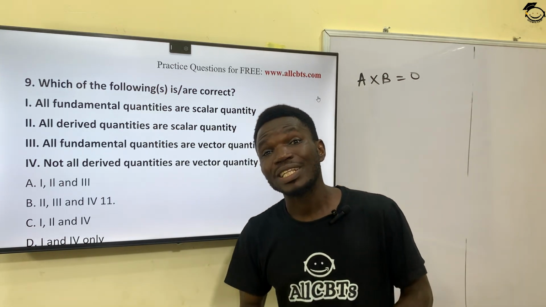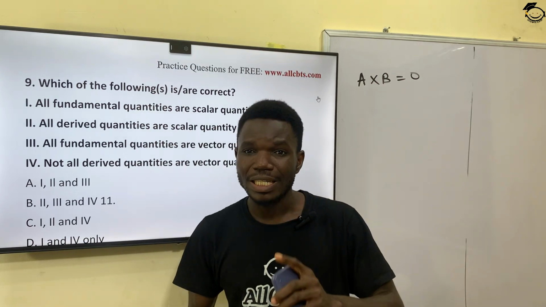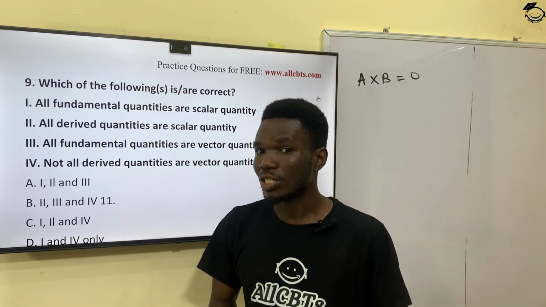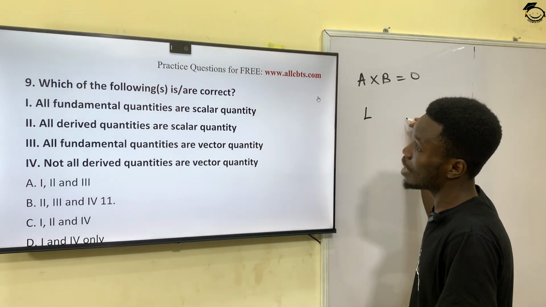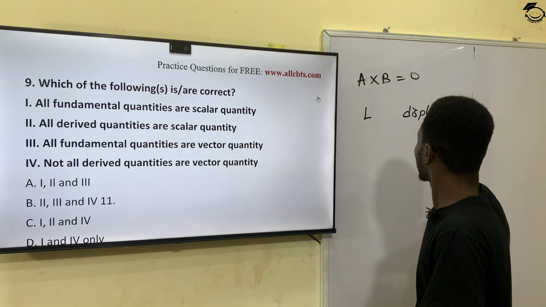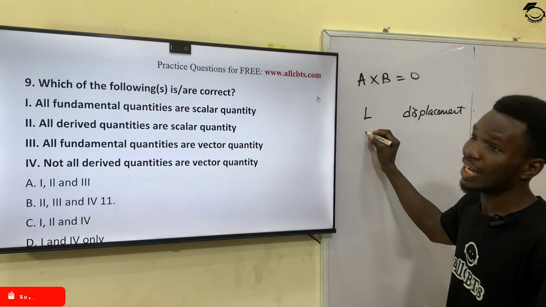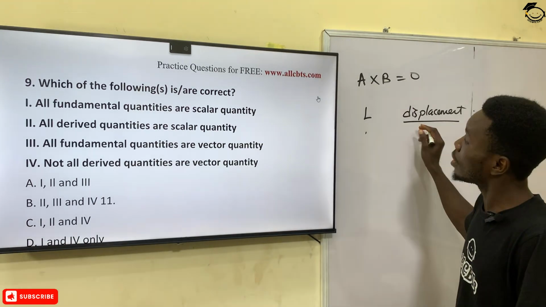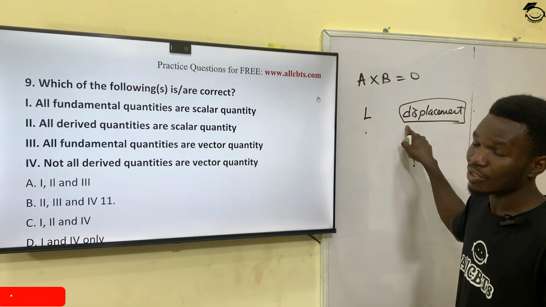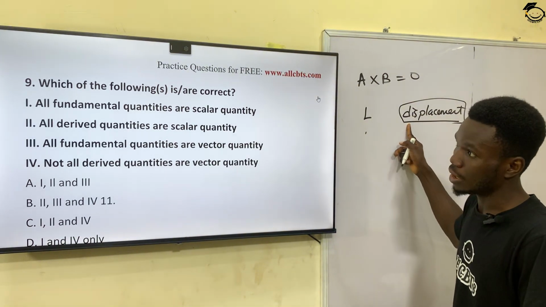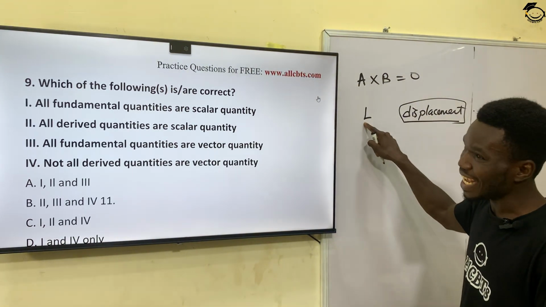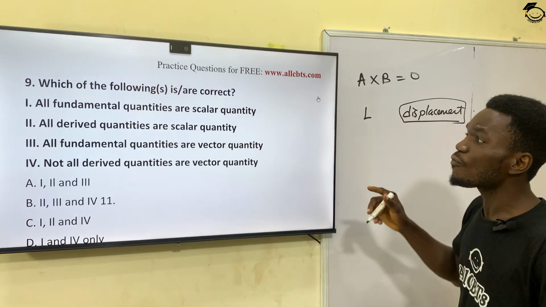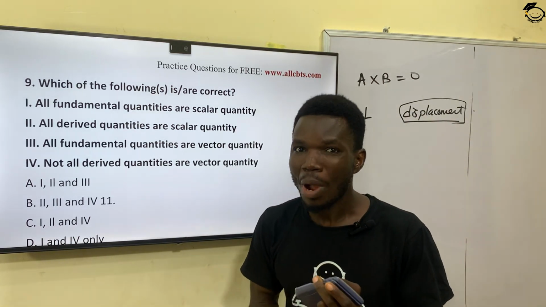Please note that all fundamental quantities are normally scalar quantities, unless, of course, you decide to do a derivative of it. For example, the fundamental quantity length has a derivative called displacement. So ordinarily, length is a scalar quantity, which is a fundamental quantity, unless you are putting it in terms of its derivative. But ordinarily, length on its own is a scalar quantity. But if you put it in terms of displacement, it becomes a vector quantity. So all fundamental quantities in their original form are scalar quantities.